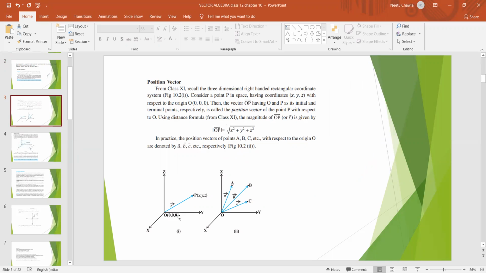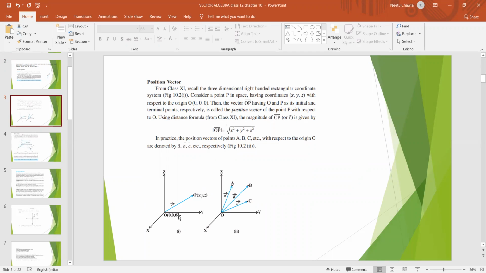Just see, you can see here the diagram. It's a three-dimensional figure, but it is drawn here on this. So if a point P is there, it will have the coordinates x, y, and z. And this is the origin O with 0, 0, 0. So we are telling here what is the position vector of point P.